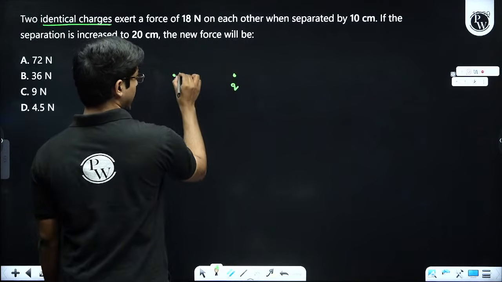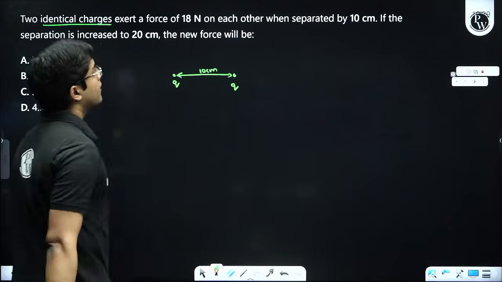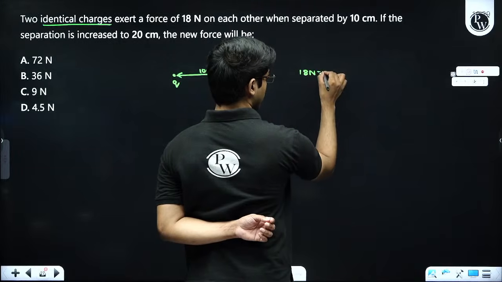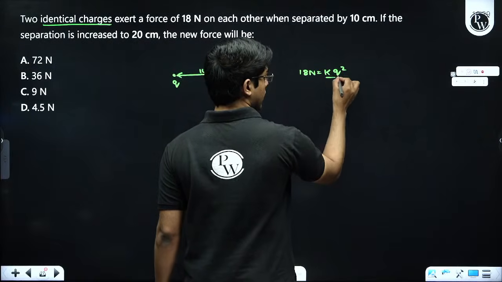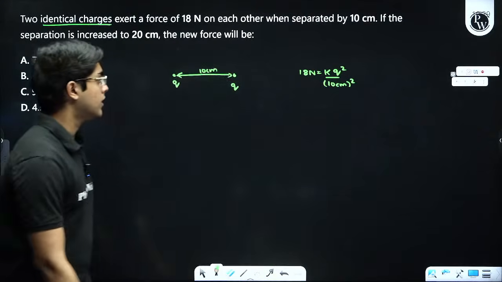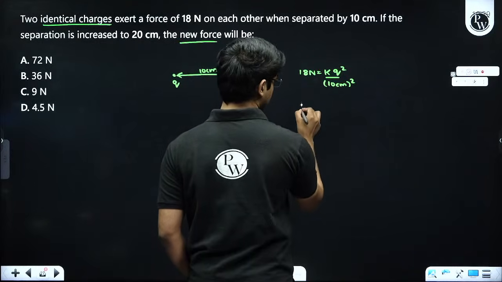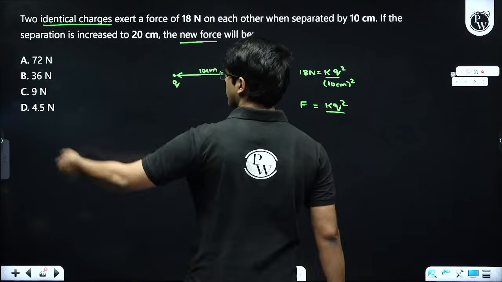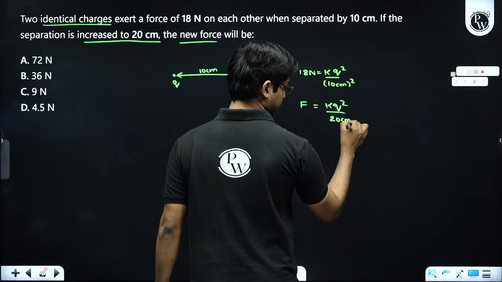So in the first case, when they were separated by 10 centimeter, the force was 18 Newton. So we can write 18 Newton is equal to K Q square, Q into Q is Q square, divided by 10 centimeter square. K Q square by R square, right? In the second case, they're asking the new force. So let's call it F. Charge is still the same, but the separation is increased to 20 centimeter.